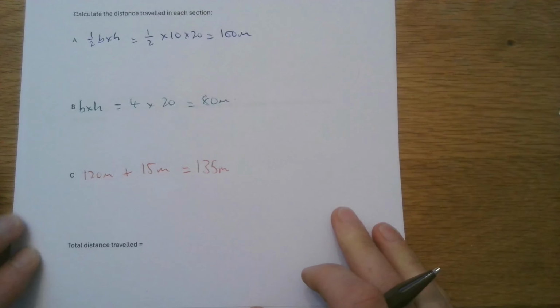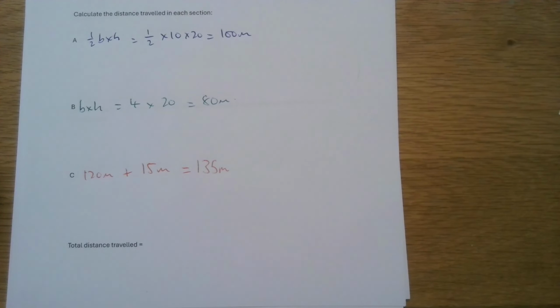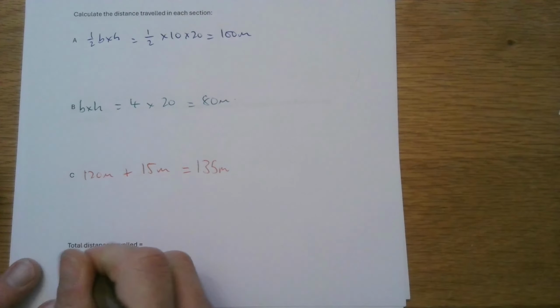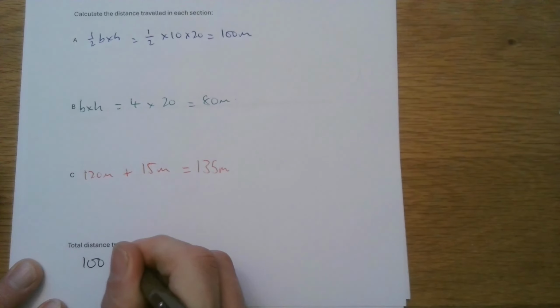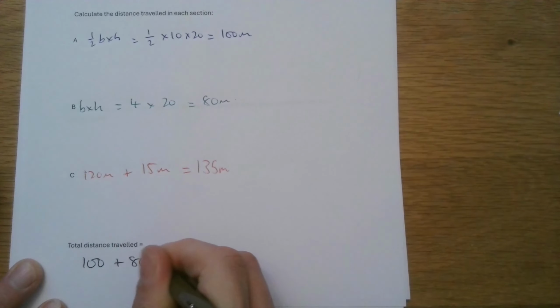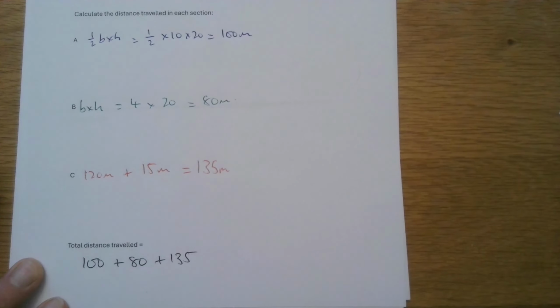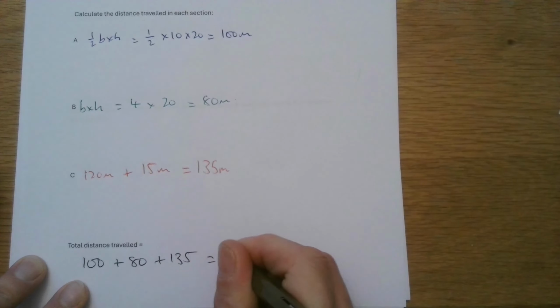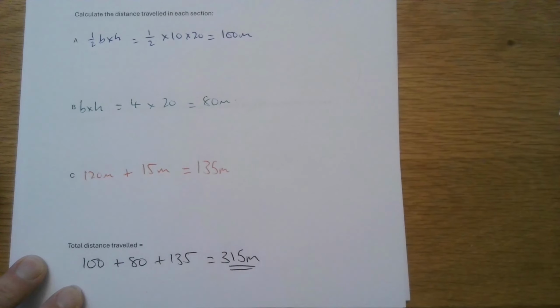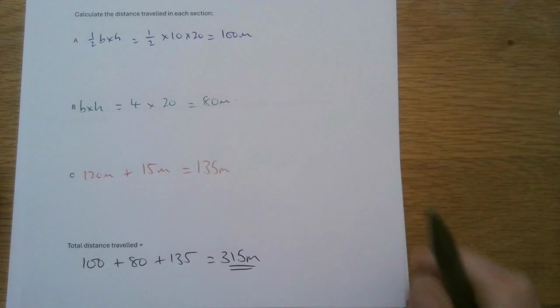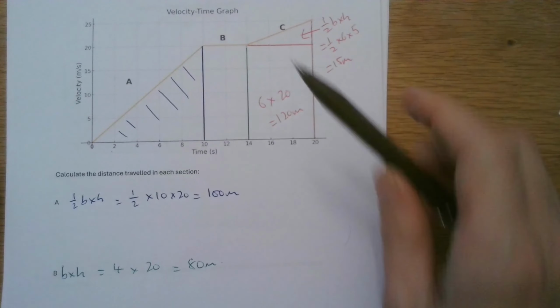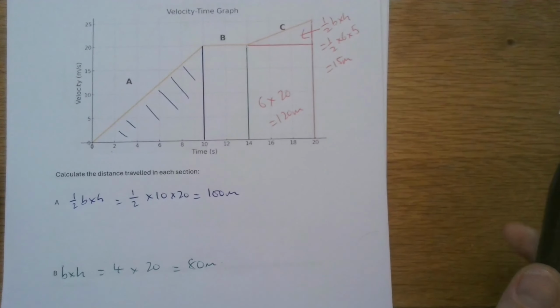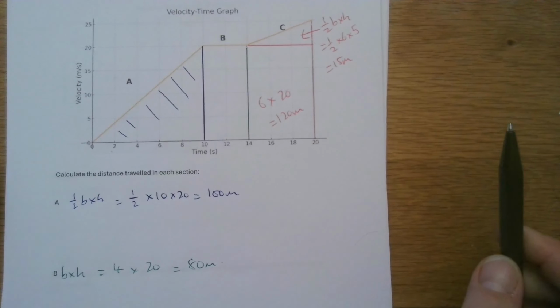Now our final job is we're just going to add up all of those individual sections. So we've got 100 from region A, plus 80 for region B, plus 135 for region C. So what's that? 235, 315 meters. So that is our total distance travelled for that entire graph. But again, the key to this is break it down into sections and then work out the area of each of those individual sections.